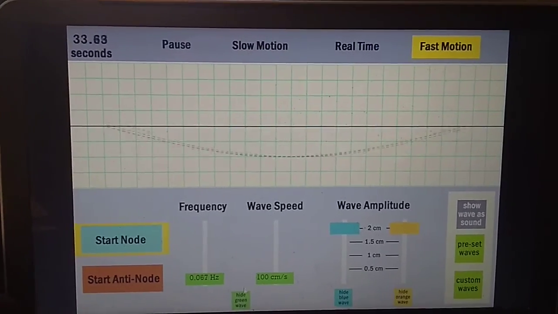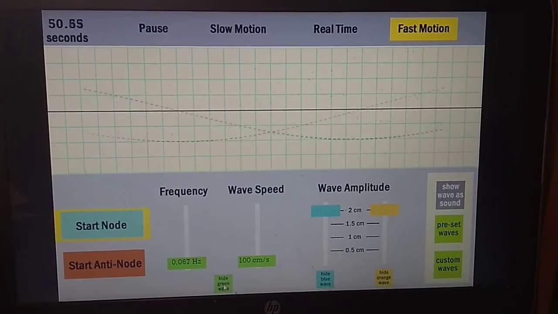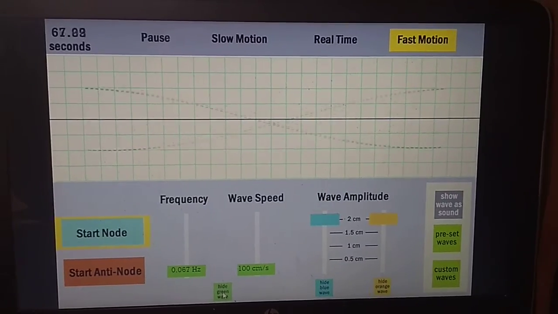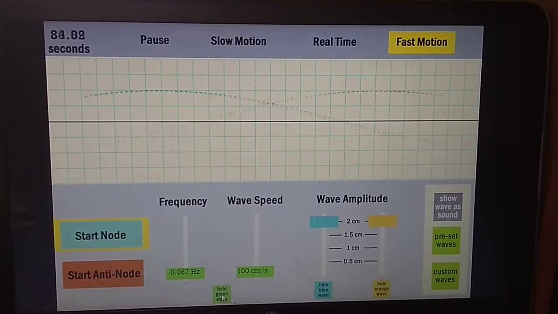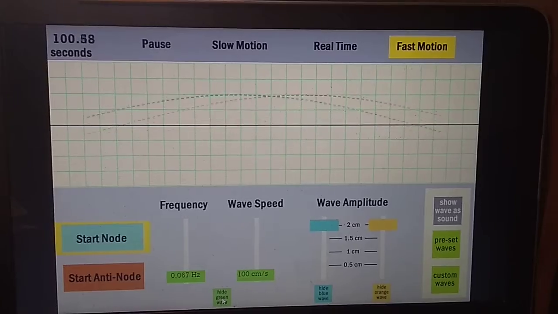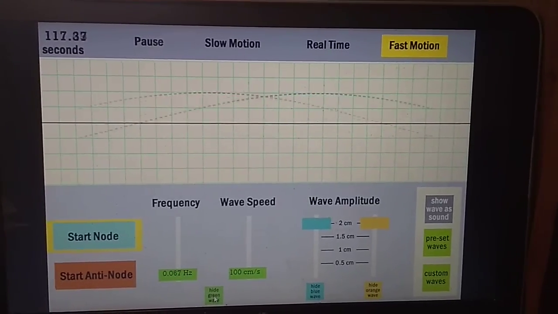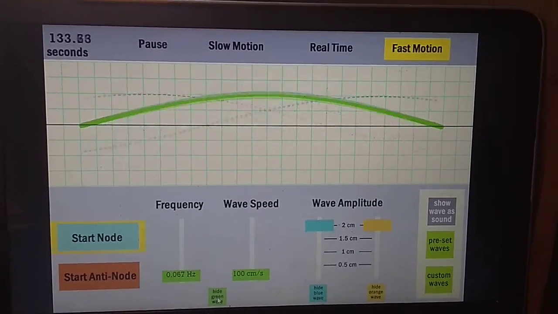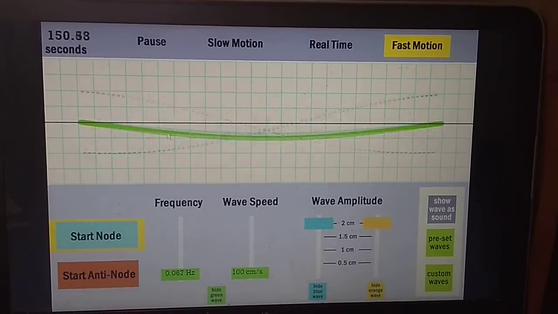Now what we're going to do is put this back up to fast motion, and click this button, and it's going to show us the superposition of these two waves. In other words, just these two waves added together. What would it look like? And it looks like this thick green line.